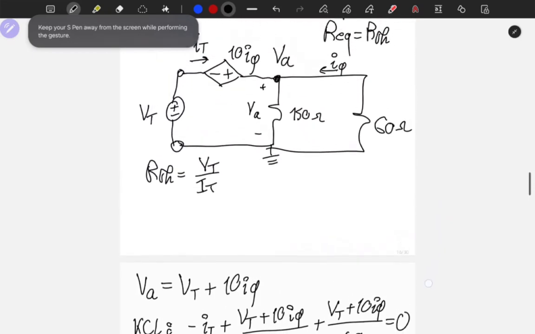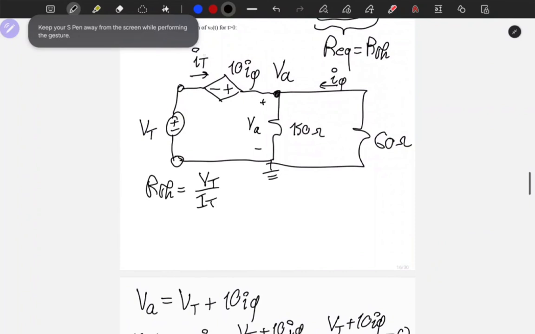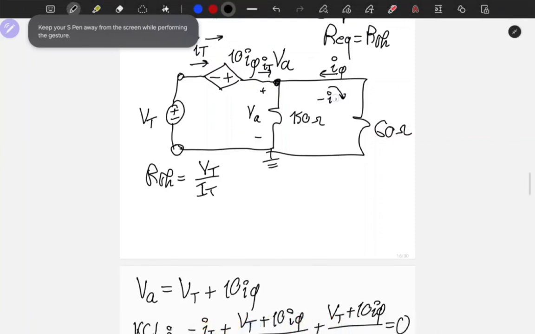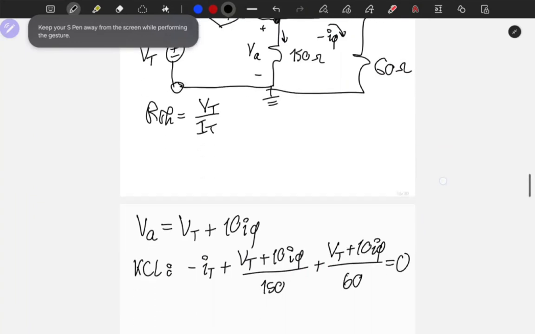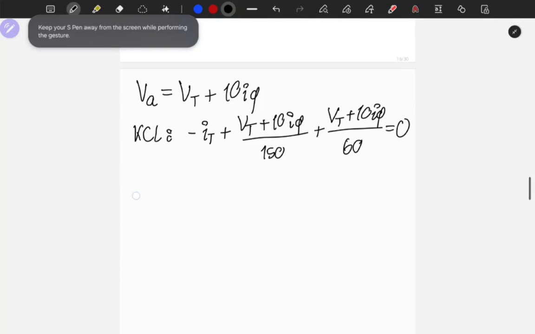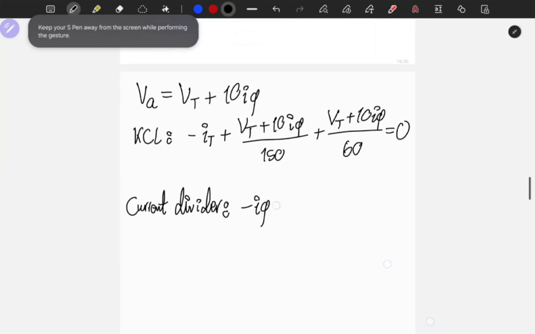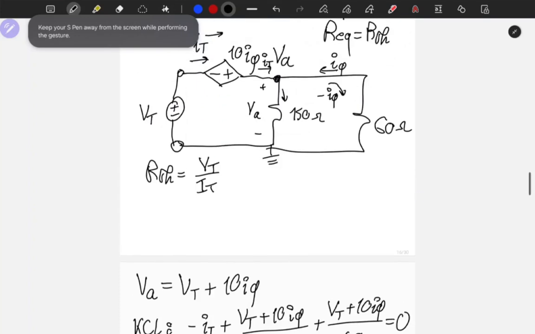So I can say that I phi is a current divider, because if I have IT flowing like this, it's also flowing in here, IT, and it's dividing into minus I phi and some current in here, I don't care. So I can do a current divider in here to figure out I phi. So current divider, so minus I phi, which is flowing down into the 60 ohm, is equal to IT times the other resistor, so 150 divided by the sum.